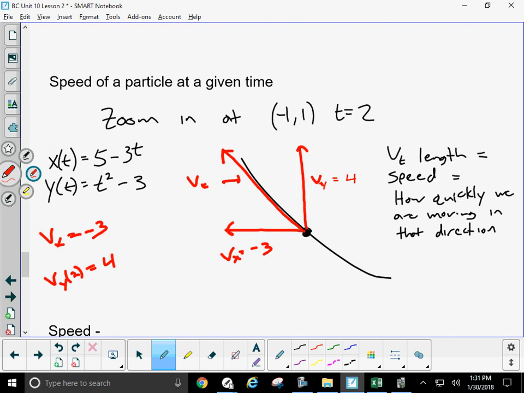Discuss with your neighbors how you think you could find the length of v of t. Go.